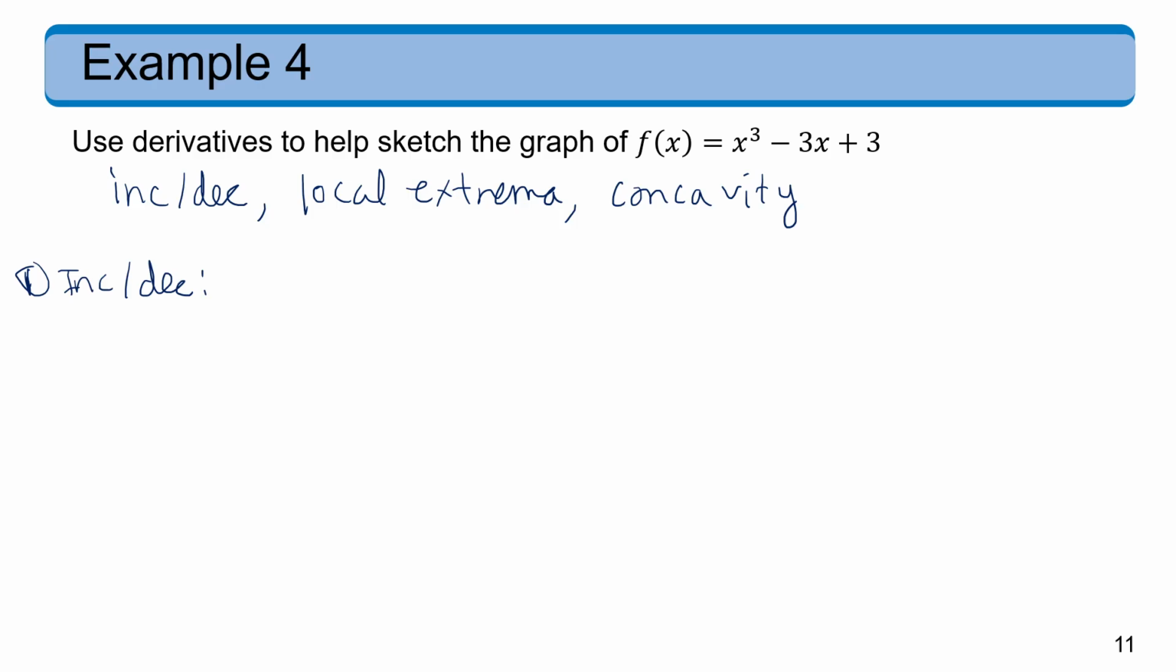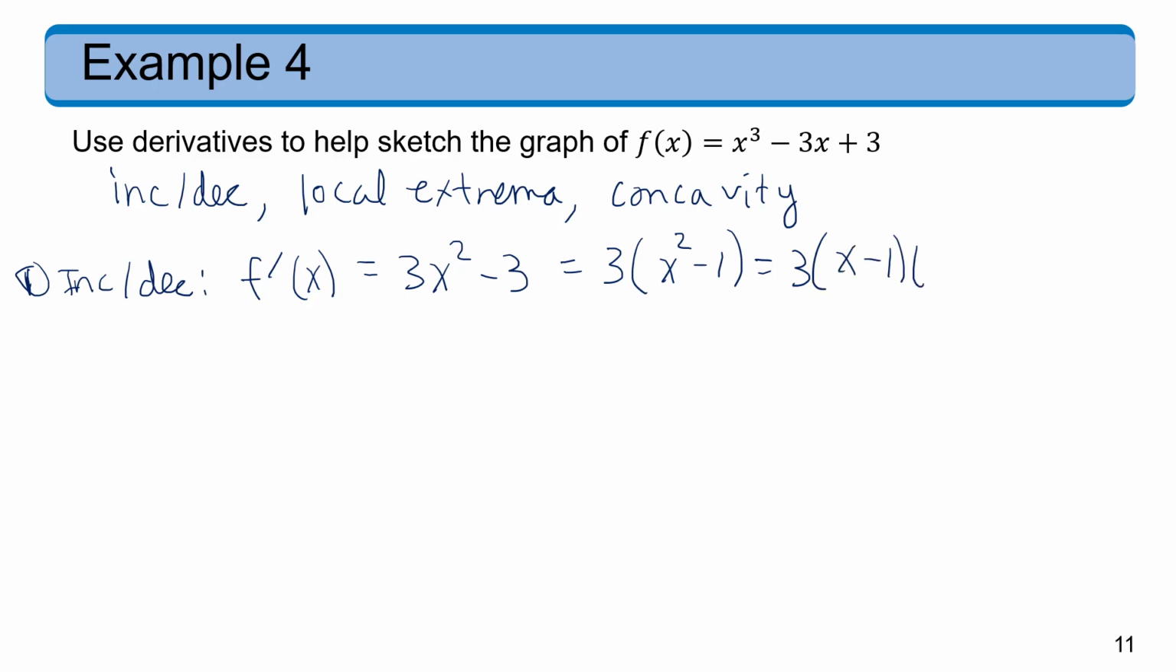So to find the critical numbers, we need f prime. Let's go ahead and calculate that. So we get 3x squared minus 3 plus 0. And then you could factor it, right? That usually is helpful. So here, if we factor out 3, that leaves x squared minus 1. And then that factors further, 3 times (x minus 1) times (x plus 1).